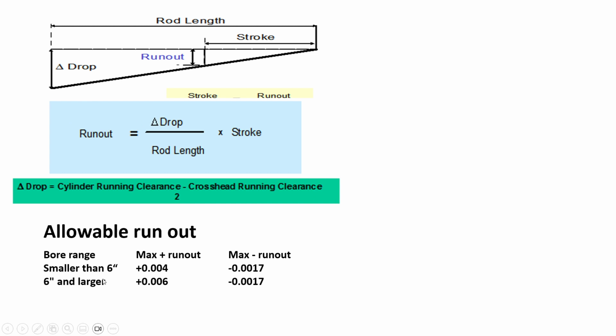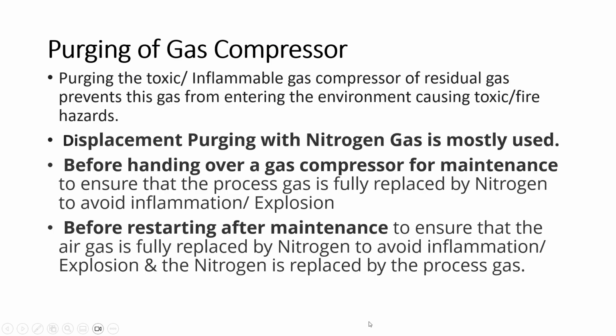If the cylinder is smaller than 6 inch, then on the positive side the maximum runout allowed is 0.004 inch and the minimum is 0.0017. For 6 inch and larger bore cylinders, it is plus 0.006 inch positive and negative 0.0017 inch.